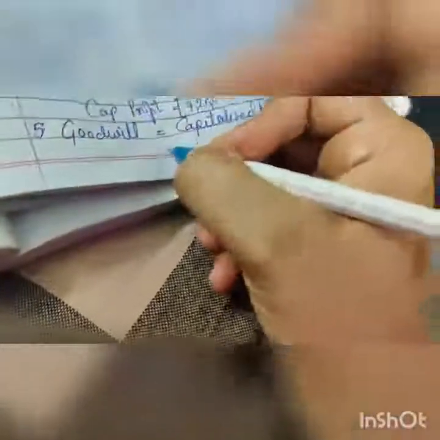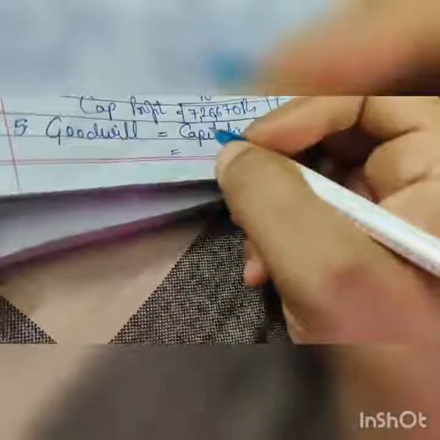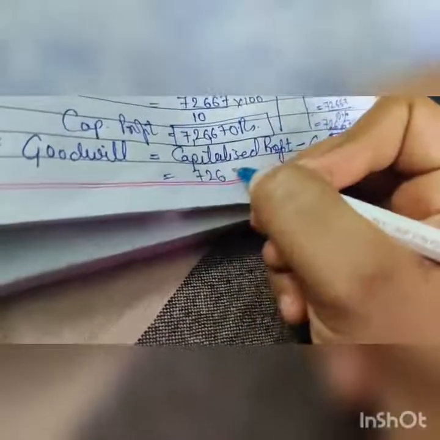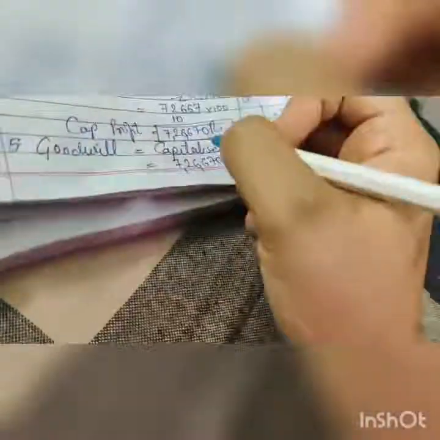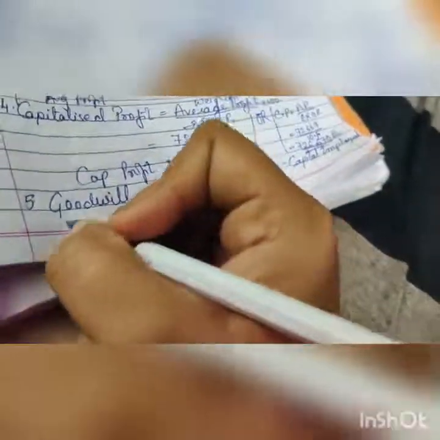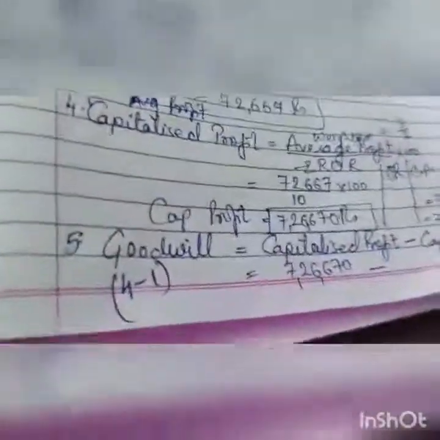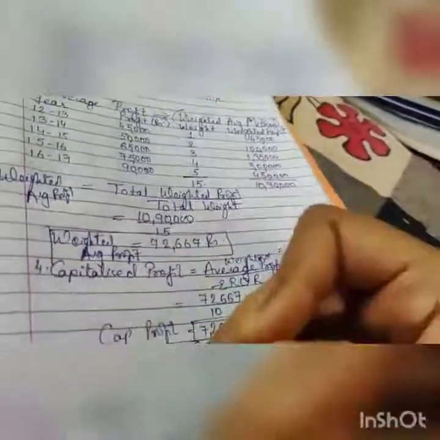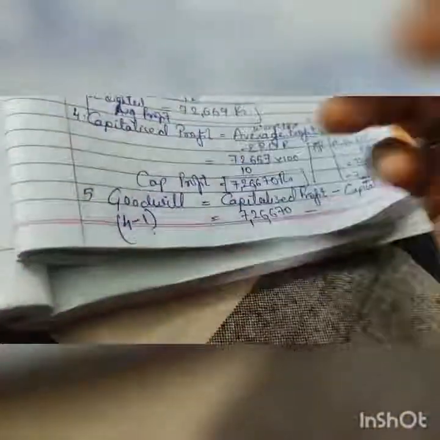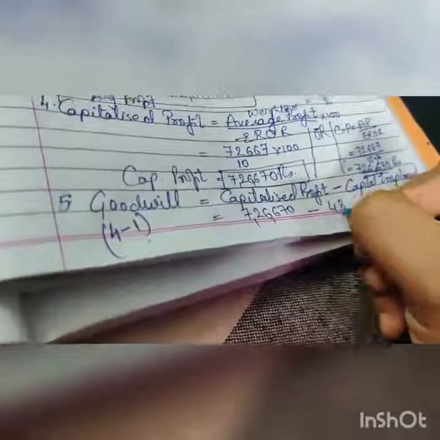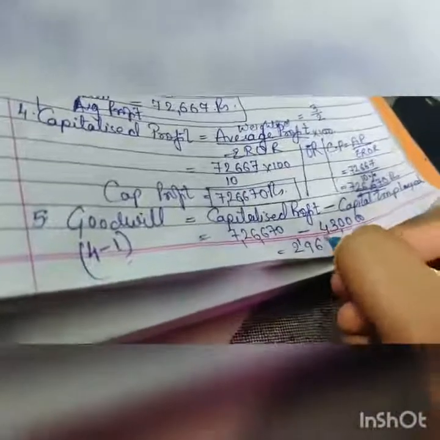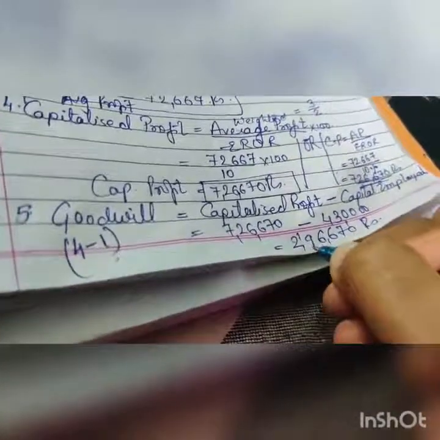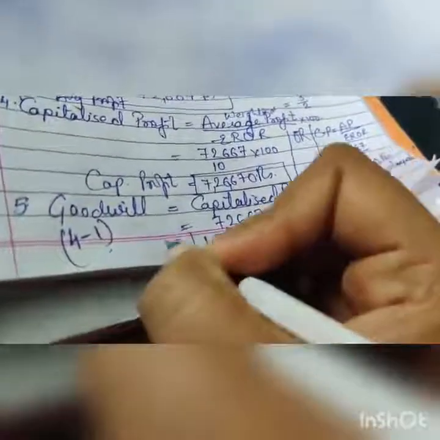Clear? Now the last step, that is goodwill. Fifth step, capital profit. So our capital profit is 7,26,670 minus our capital employed. Capital employed, how much was it? So 4,30,000. I told you what you have to do in this last step. So 4 minus 1. Here it is 3 upon 2. Remember the shortcut, here it is 4 minus 1. So capital employed is 4,30,000. So our answer comes to 2,96,670 rupees. Clear? This is your amount of goodwill.